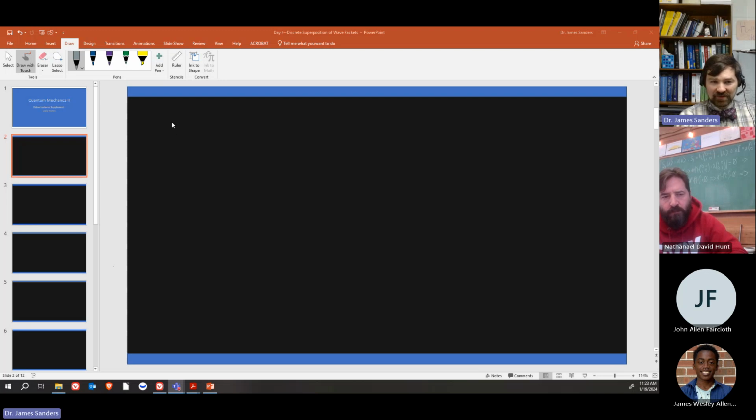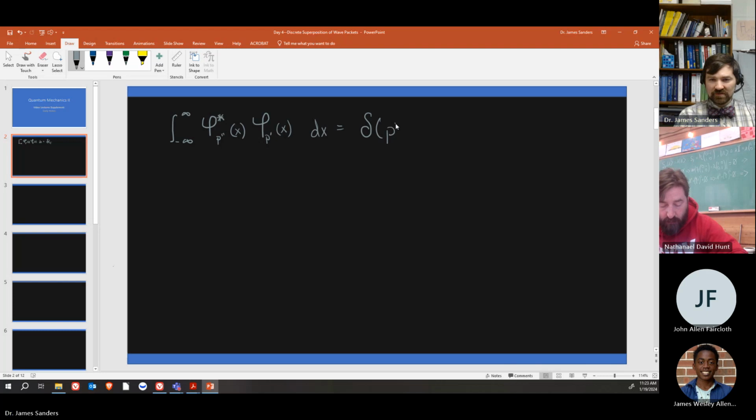We've employed our Dirac delta in such a way that we can write something of this form. The integral from minus infinity to infinity of the complex conjugate of one of our two momentum states times the other momentum state. Remember that we had P2 and P1 here to represent these two momentum states. This should equal the Dirac delta function of the difference between state 2 and state 1.